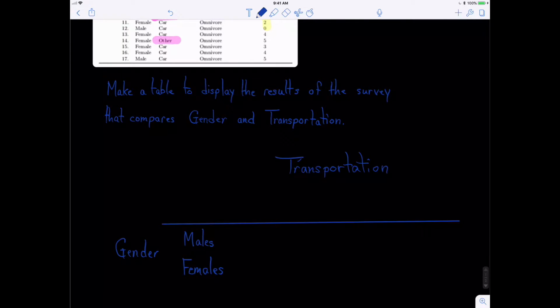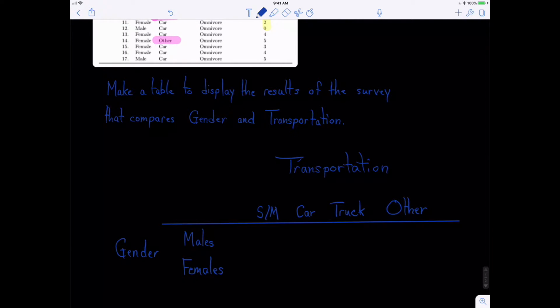We have the person might drive an SUV or minivan. I'm just going to call it S/M. The next person drives a car. The next person we had was a truck. And then finally we had an other. So here's how we use our table.